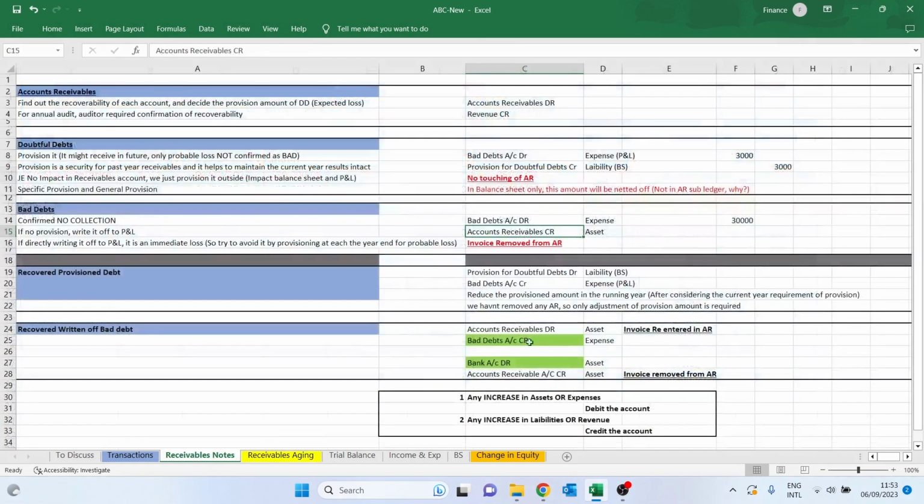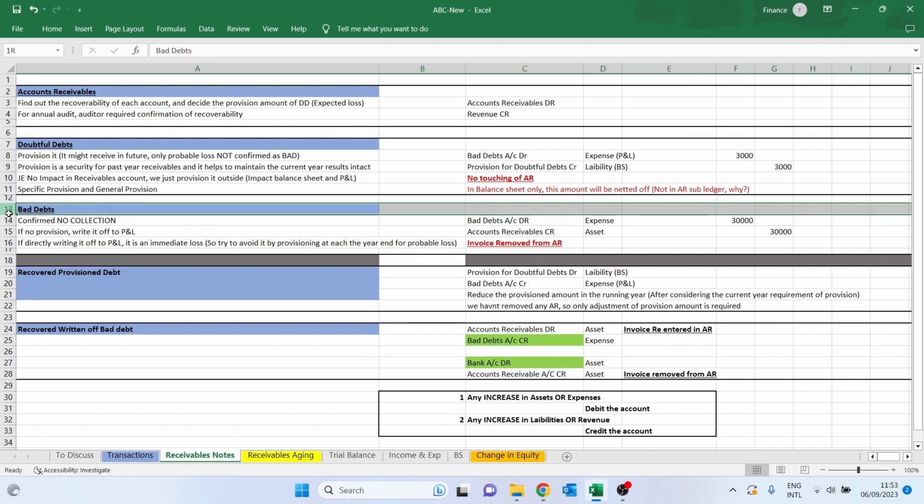So we need to remove that 30,000 from accounts receivable. Accounts receivable will decrease by 30,000. That is why we are crediting accounts receivable: an asset is decreasing, so it is credited. An expense is increasing, so that is debited. So this part is actually an immediate loss in the current year.